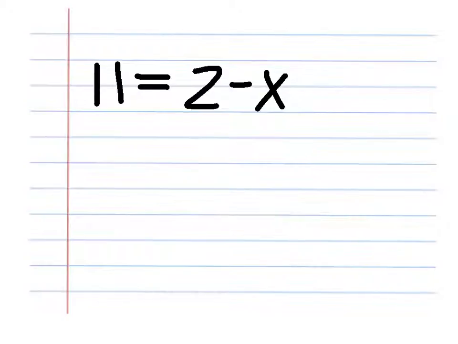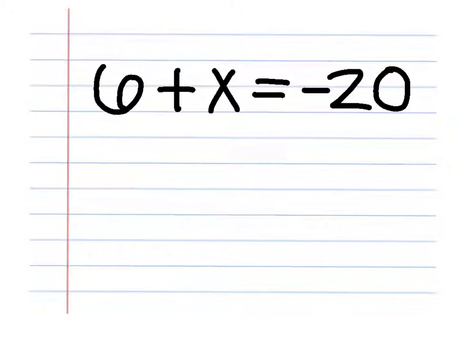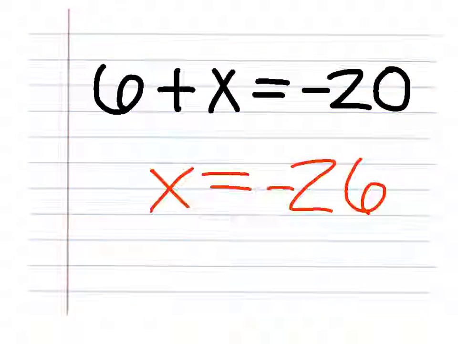Practice problem number 4. Alright, bonus number 7. Alright. Answer is -9. Bonus number 8. Alright, answer should be -26.